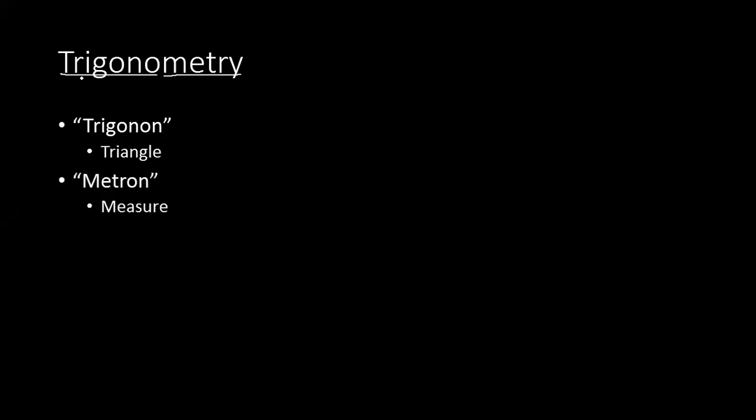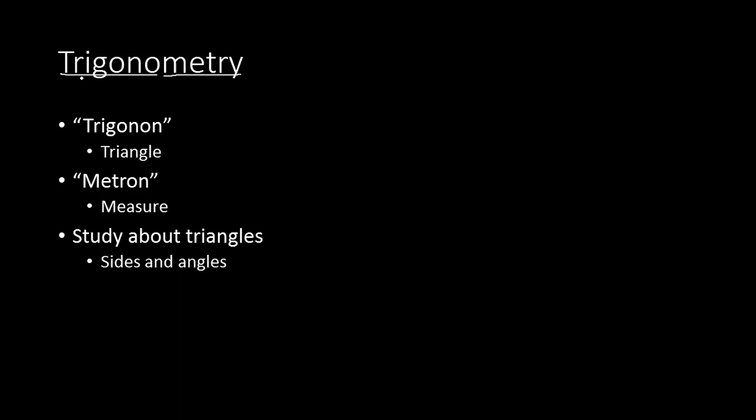Before we start discussing and learning this subject, let's have a short introduction. What is trigonometry? This word trigonometry derives from two Greek words: trigono and metri. Trigono is from the Greek word trigonon, which means triangle. And metri comes from metron, which means measure. Basically, trigonometry is about triangles.